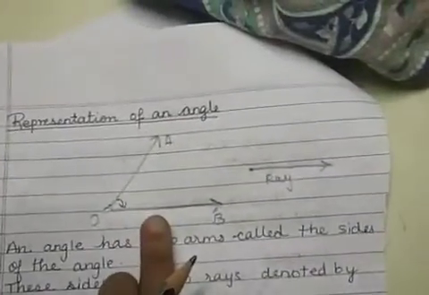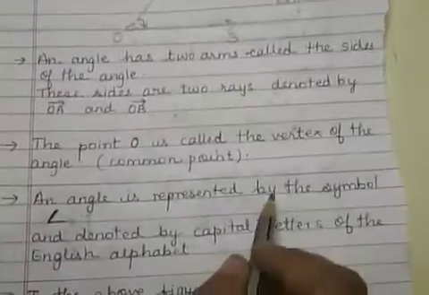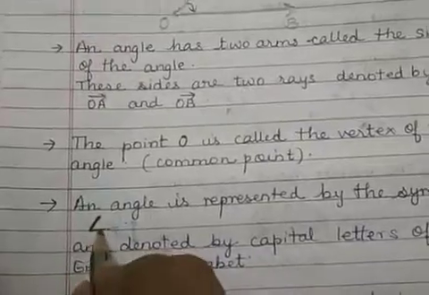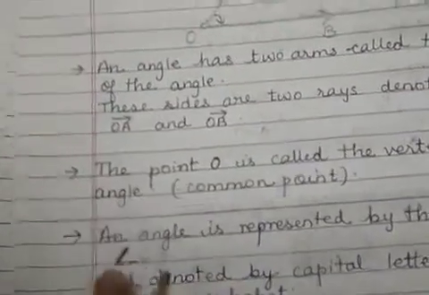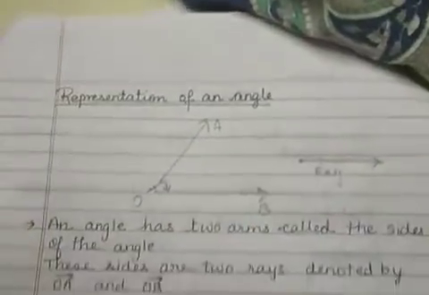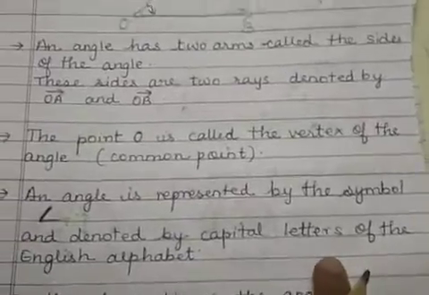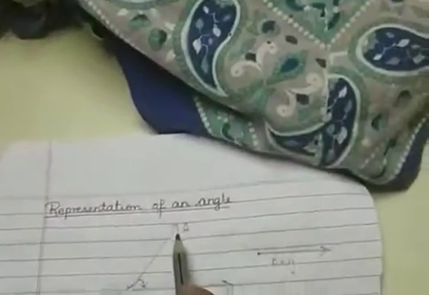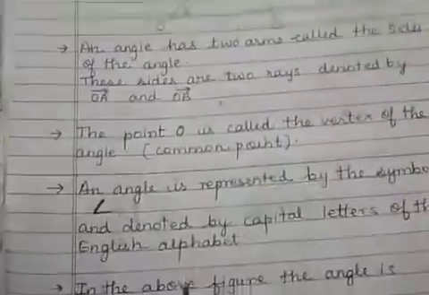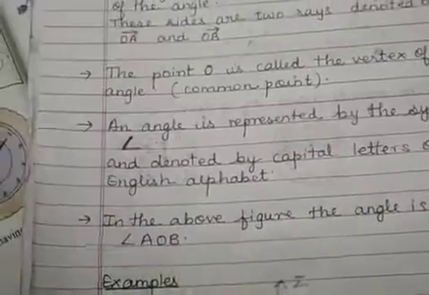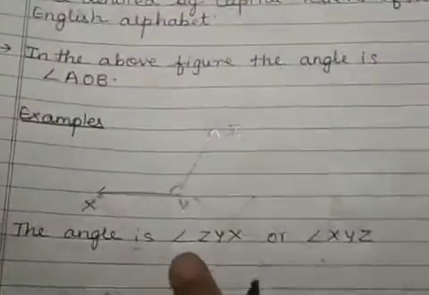Now how is the angle represented? If you want to show an angle, it is represented by a symbol like this. This is the less than sign like what you see here. This is the symbol which is used to represent an angle. And the angle is denoted by capital letters. So in this given figure, we have this angle which is written as angle AOB. Now let us see another example.